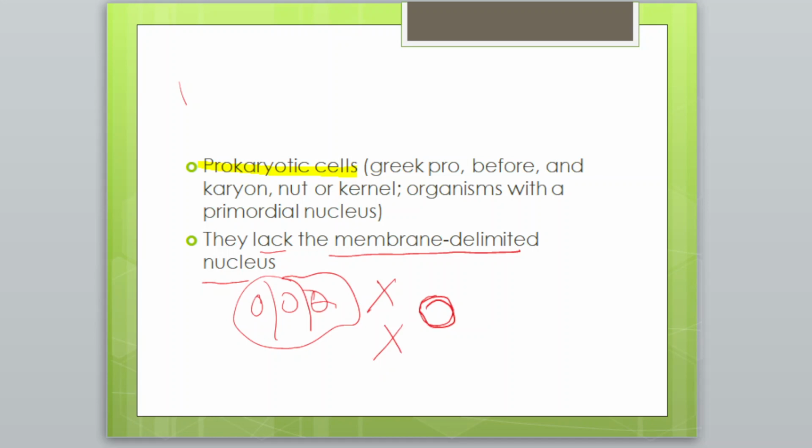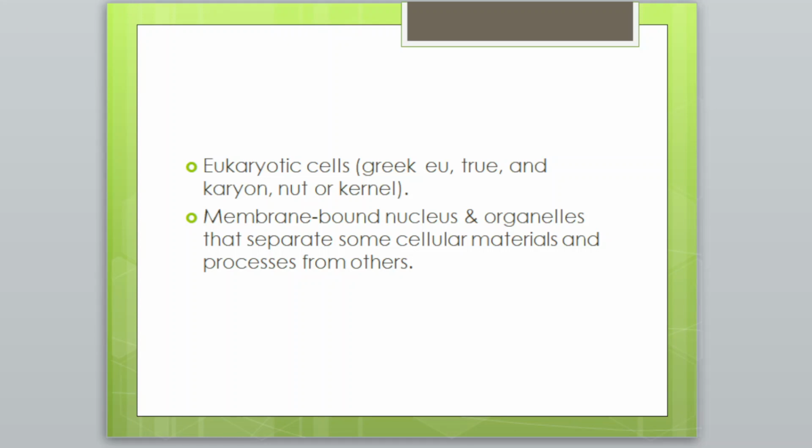Now about the eukaryotic cells. Eukaryotic is also a Greek word, where eu means true and karyon means nut or kernel. So they have a membrane-bound nucleus, as well as membrane-bound cell organelles present in the cell, and these are separated from the cellular material and processes of others.